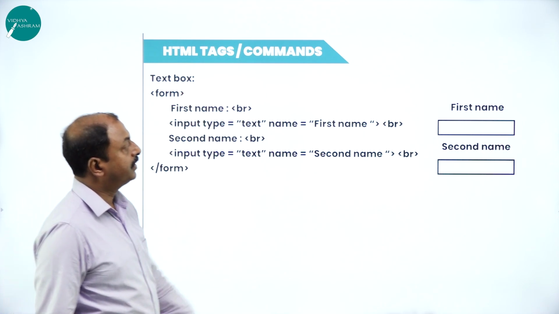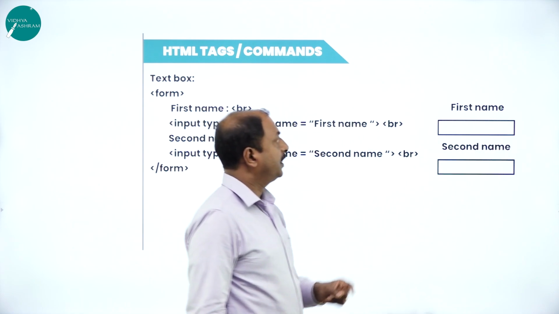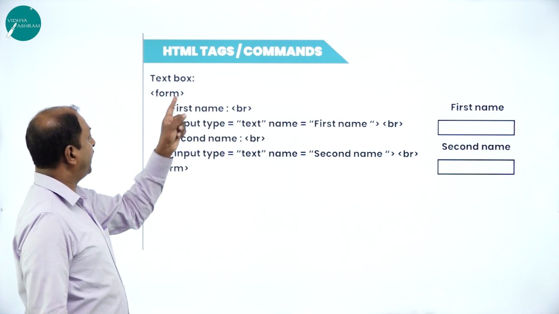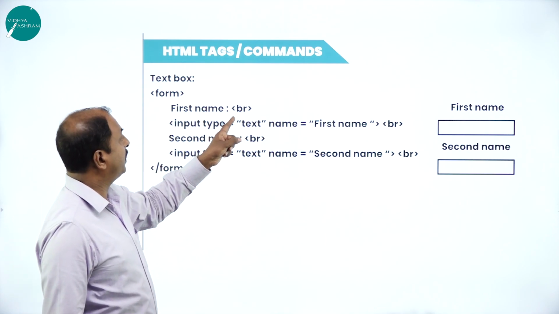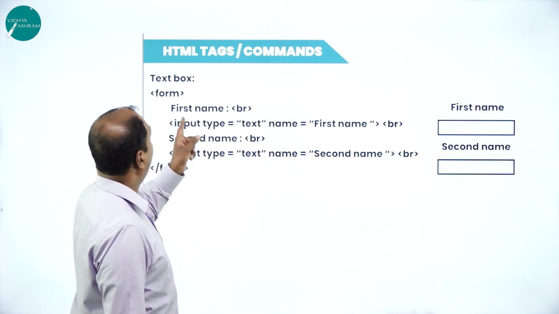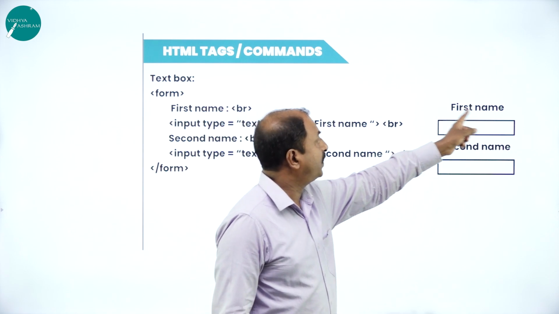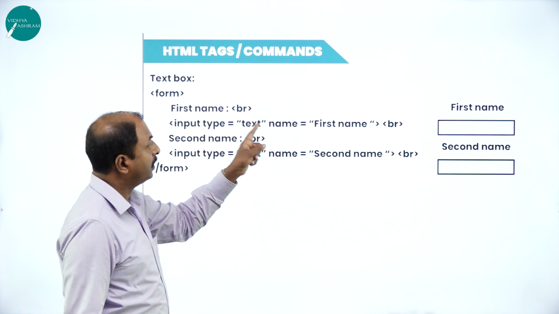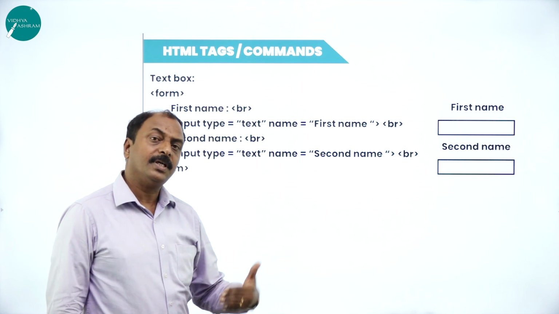Text box. This is a text box. How to define the text box? Here, form is the tag, and this is the closing tag here. Here, first name and colon, BR. As you know, what is the BR tag? It is the line break tag. So first it displays the first name text, as we can see in the example, first name. Because of BR, the control goes to the next line, or the information will be displayed in the next line.